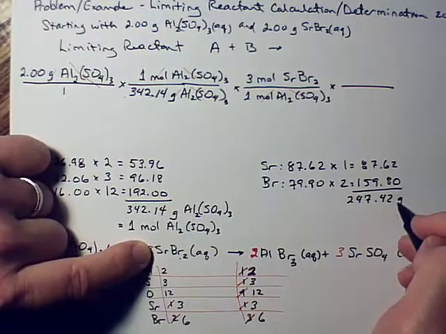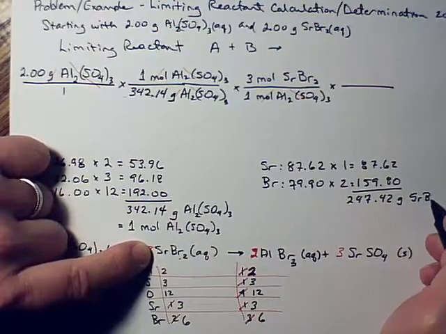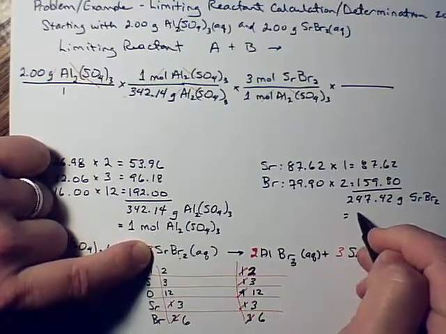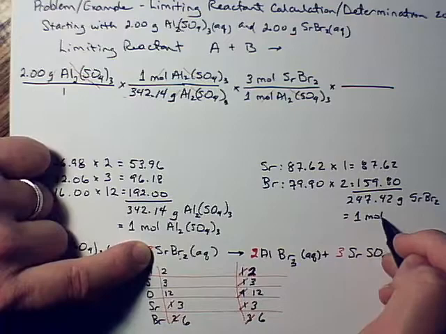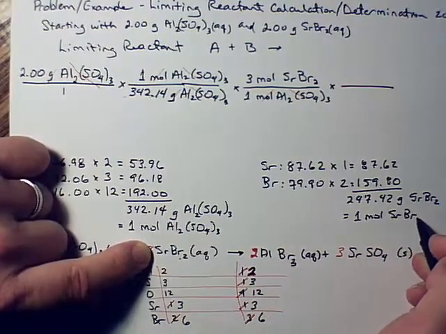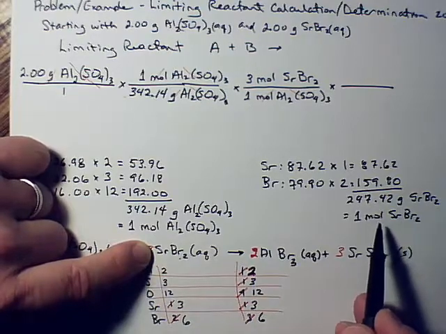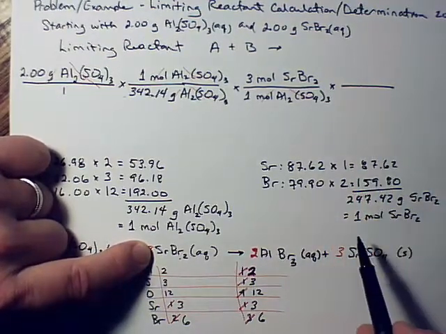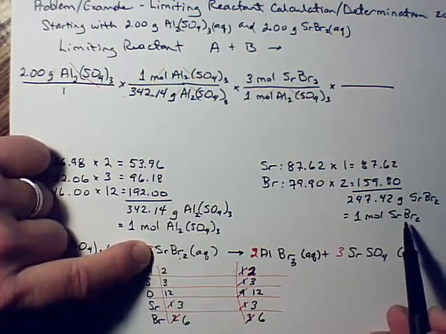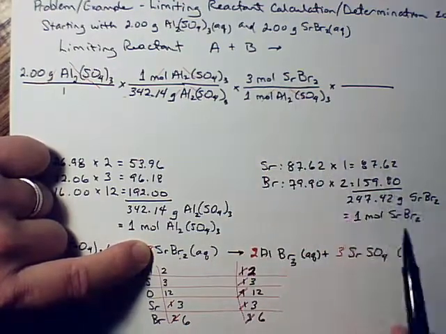And that's the grams of strontium bromide that is in 1 mole of strontium bromide. This equality statement then gives me what I need to write a conversion unit. I'm going to put the moles on the bottom this time because I want to cancel these moles.